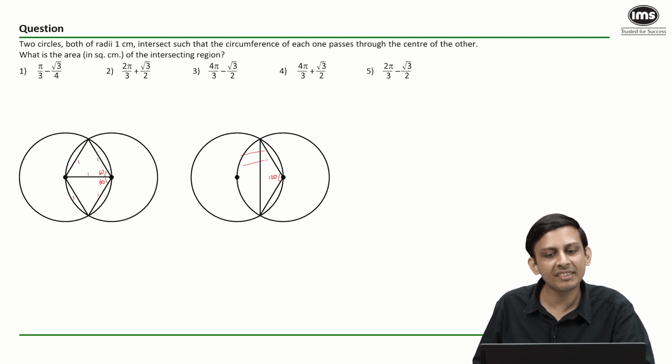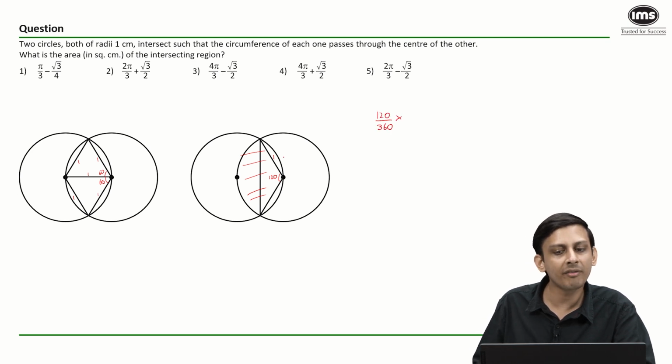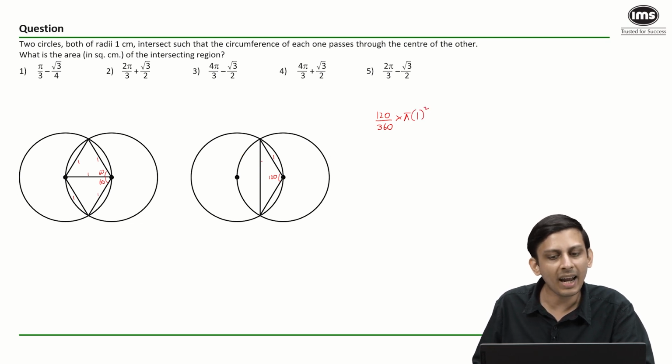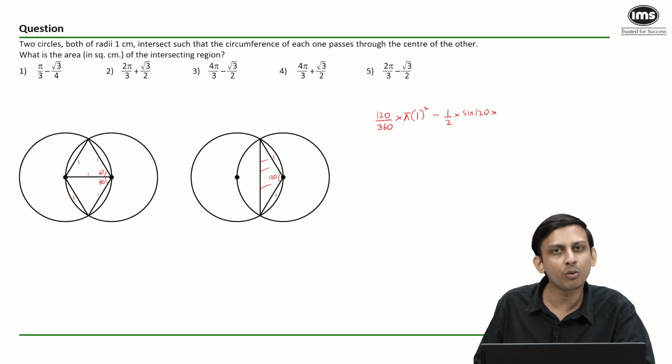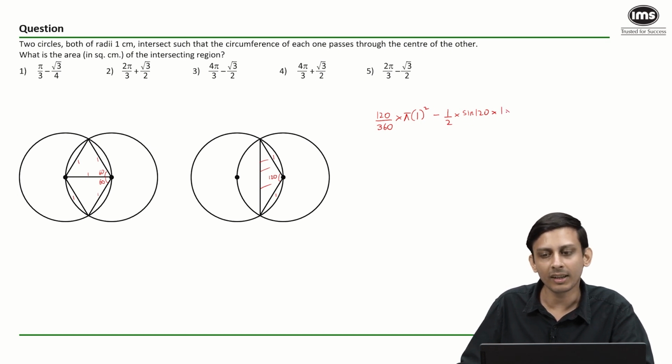So first we'll find the area of this sector. Now we have this sector is a part of this circle. This circle radius is 1. Okay, now this sector is subtending 120 degrees at the center. So the area of this sector will be 120 by 360 into area of the circle, which is pi into 1 square. And from this sector, we will subtract the area of this triangle. Now area of a triangle, since we have the angle here, okay, it is half into sine 120 into the product of these two sides, which is 1 into 1.